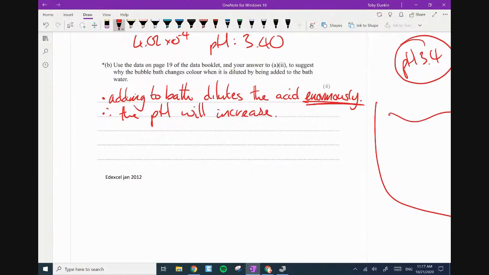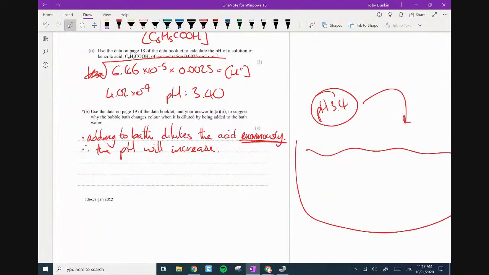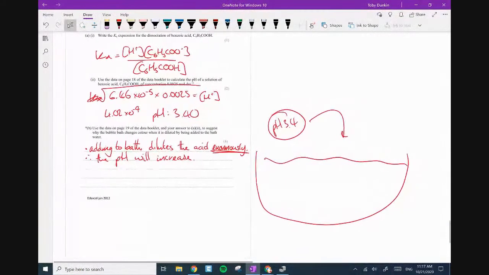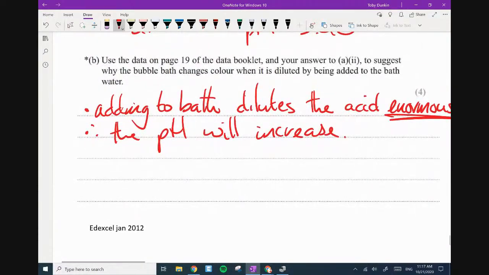So we're going to go from pH 3 up to something like, at this dilution, we're going to be heading close to 7, guys. That's going to be crazy. You're going from a bath bomb of volume maybe 200 centimeters cubed. You're adding it to half a meter cubed of water. This is mental. You're going to have a big pH change. So the pH will therefore increase.